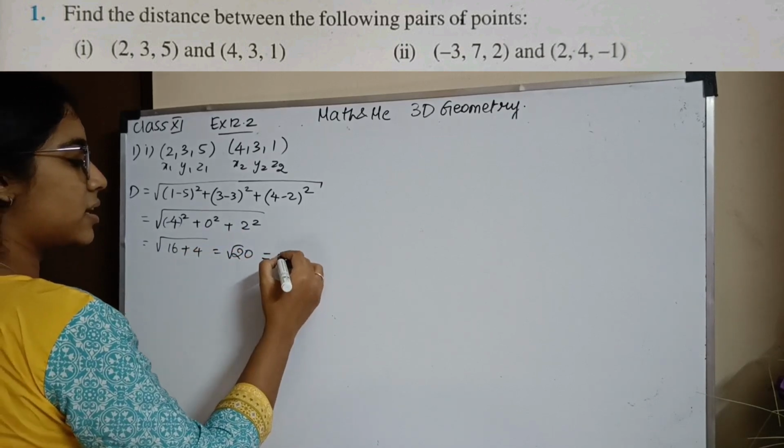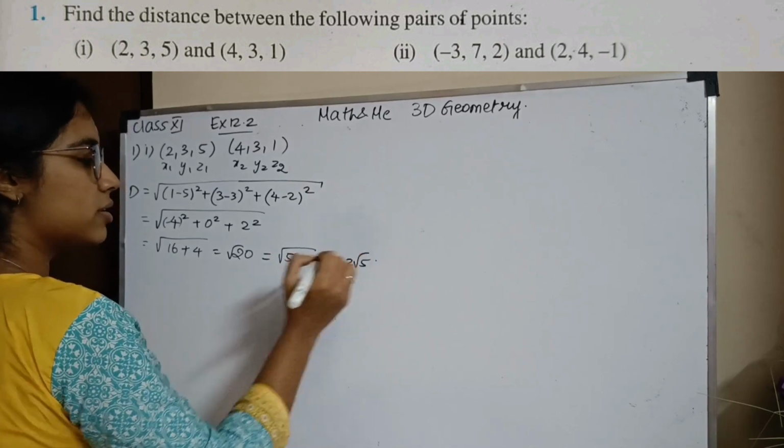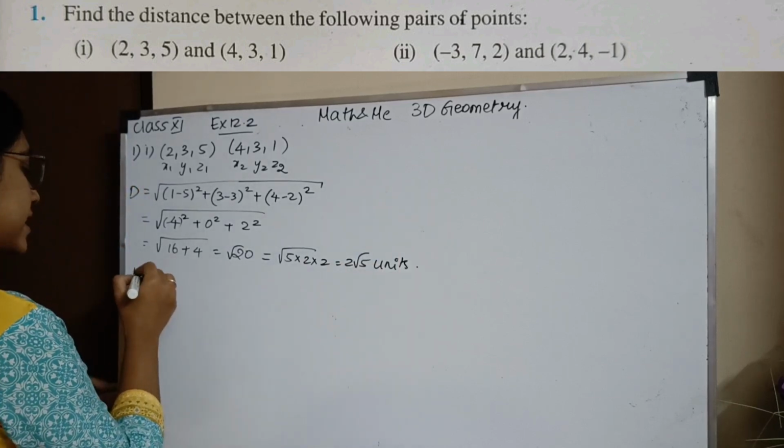Root 20 can be written as 5 times 4, which is 2 into 2. So this will be 2 root 5. Okay. So this is 2 root 5 units. Always write units. Second subsection.